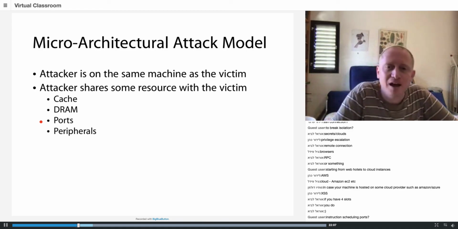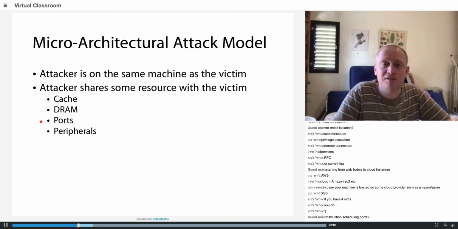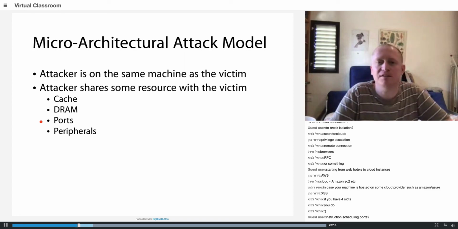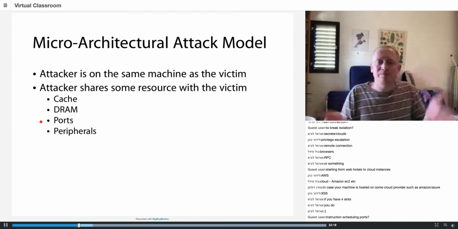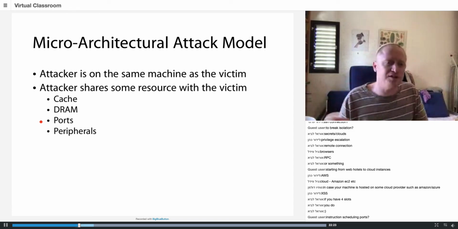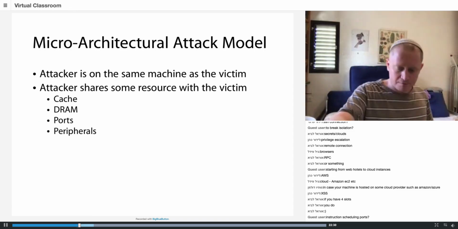And the last thing that they share is peripherals. So peripherals could be fast peripherals, like the GPU. There could be slower peripherals, like the disk drive or the network adapter, and so on. So if they're sharing these resources, they're fighting for these resources, then I can think of doing some kind of timing-inspired attack. Fine.